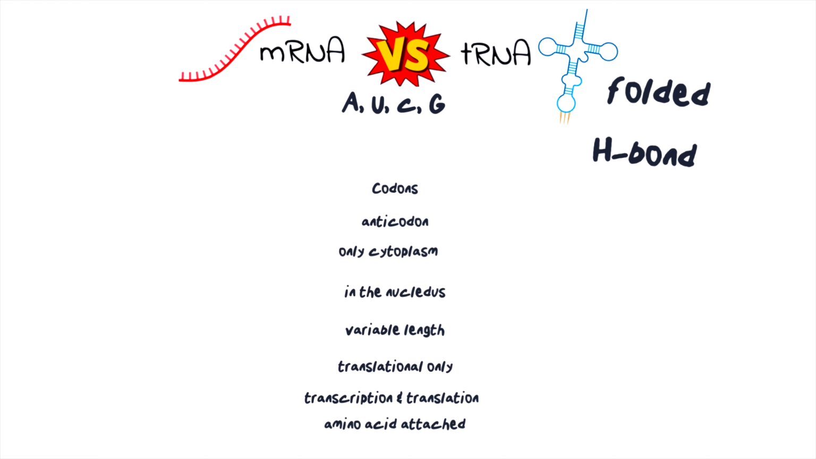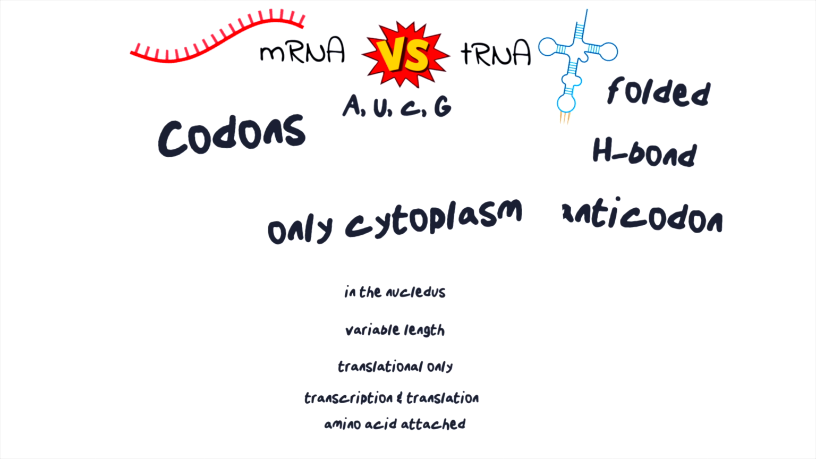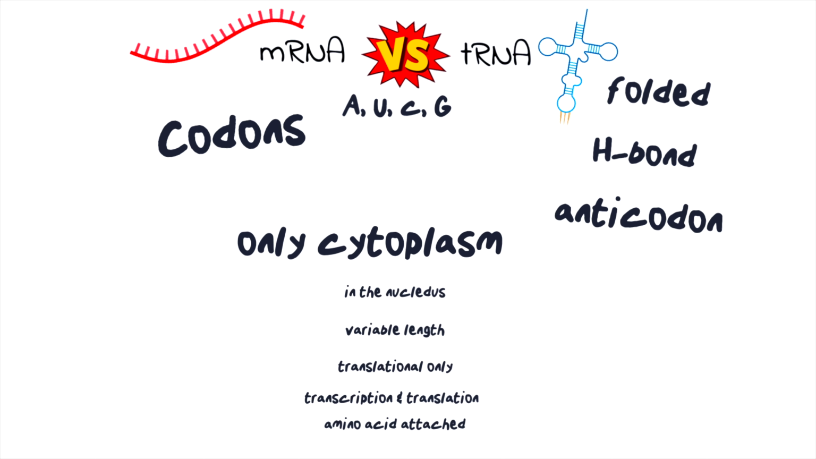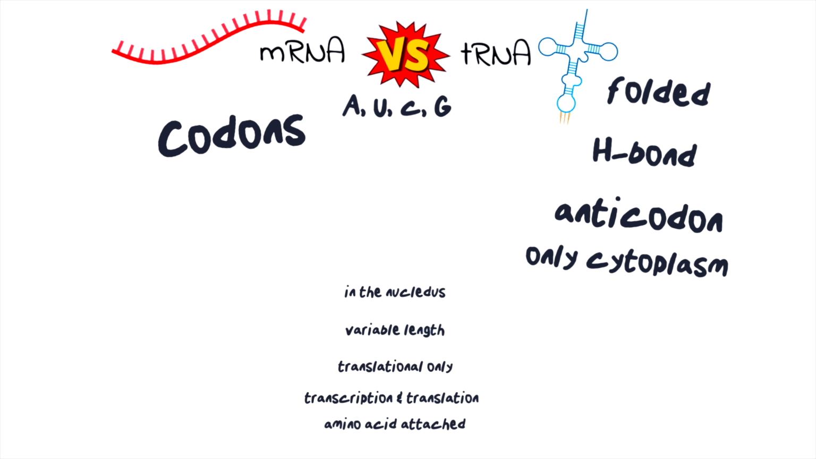Codons, the triplets, are found on the messenger, so that's exclusive to messenger, while the anticodons are on tRNA. Notice that the tRNA is only found in the cytoplasm, while messenger could be found in both the cytoplasm and the nucleus. So here it says in the nucleus. Messenger RNA is the only one that could be found inside the nucleus. Here it says variable length. This is a marking point in the exam paper.